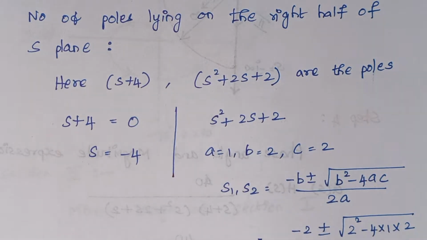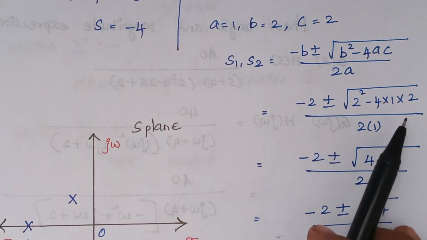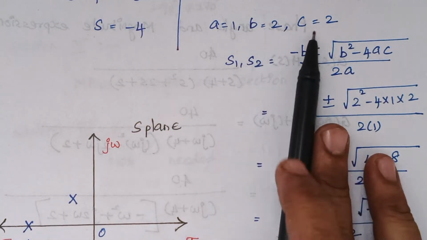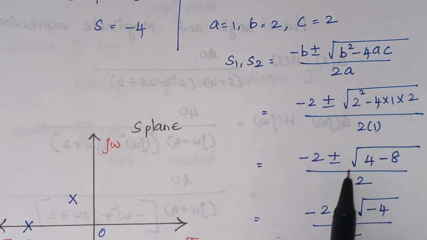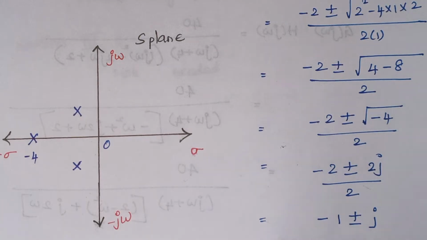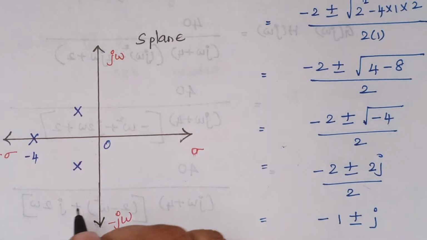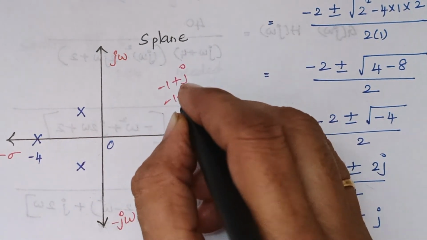So just by substituting the values, in the place of b, 2, in the place of c, 2 and in the place of a, 1, and solving, finally we get the value as minus 1 plus or minus j. So one root is minus 1 plus j and the other root is minus 1 minus j. Right. So let me write that, minus 1 plus j and minus 1 minus j.